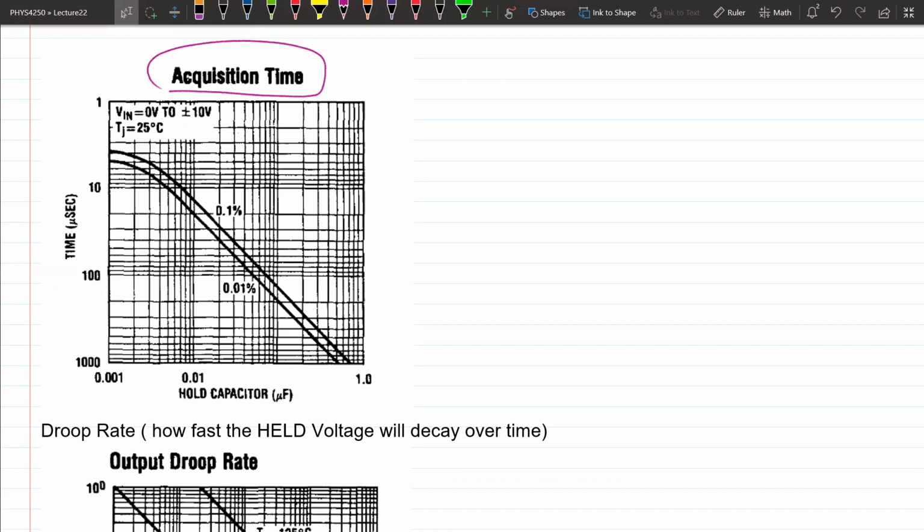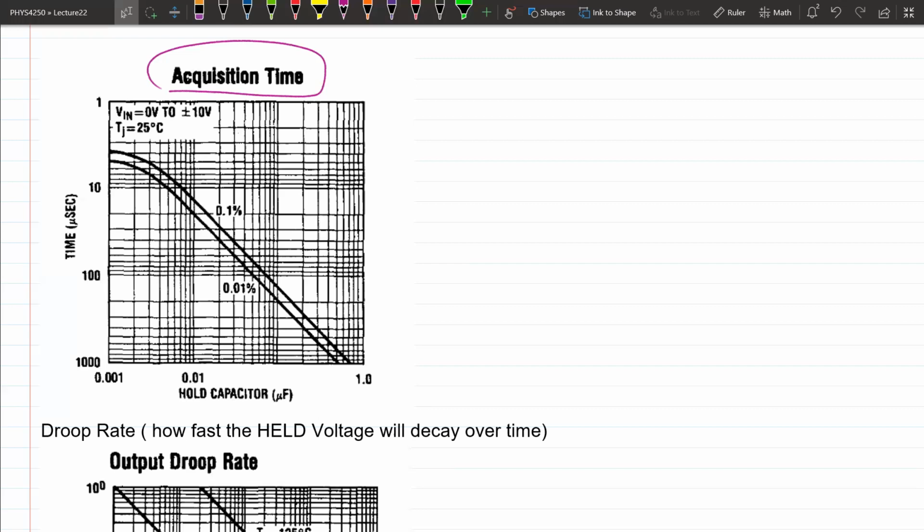So there's two lines here. There's the 1%, and then there's a 0.01%. That means, right, if you want the difference between the input and output to be within 1%, you use this line. If you want it to be more accurate, you use this line, right? So let's just use the less accurate line. So if I pick, let's say, a 100 nanofarad capacitor, right, it's going to take about 100 microseconds, okay? So that's already kind of slow, right?